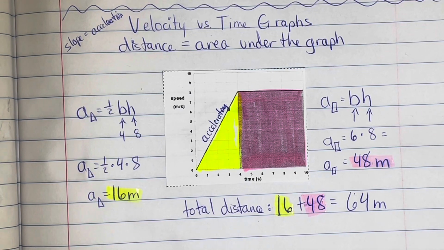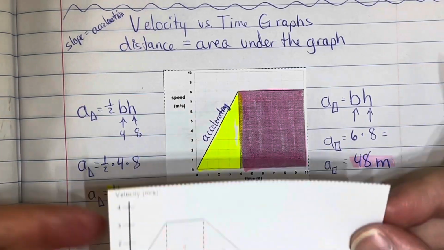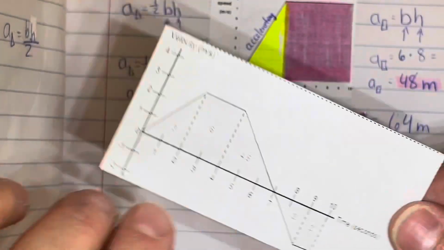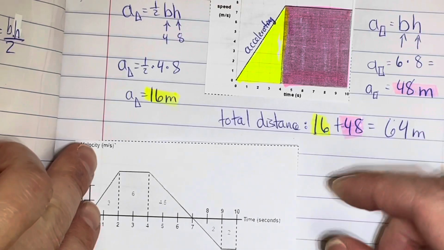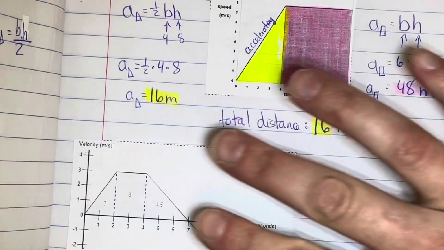Okay? All right, now we are going to do this graph. We're going to be writing on it, so try and just put dots of glue in the corners.